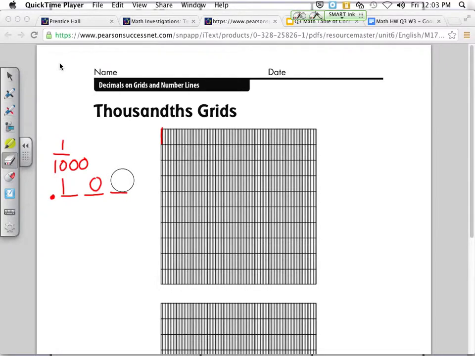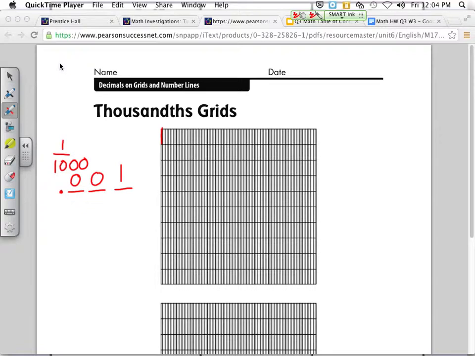The correct answer for this one is if you shade 1 out of the 1,000, you go 3 places over to the thousandths and you put a 1. What's going to go here? Do you have any dimes? Do you have any pennies? No. You only have 1,000.